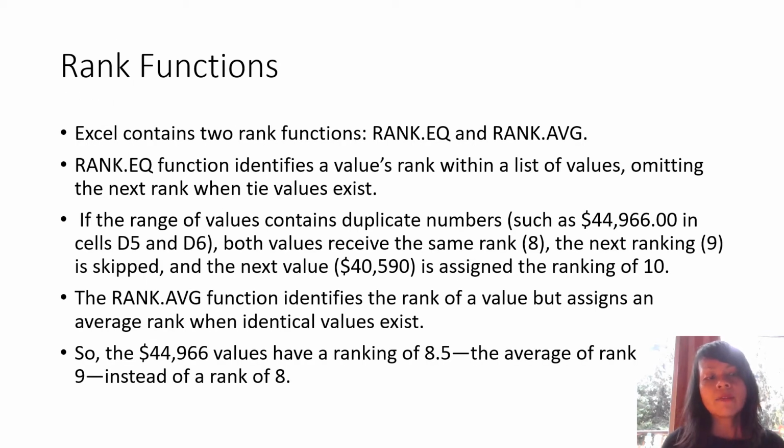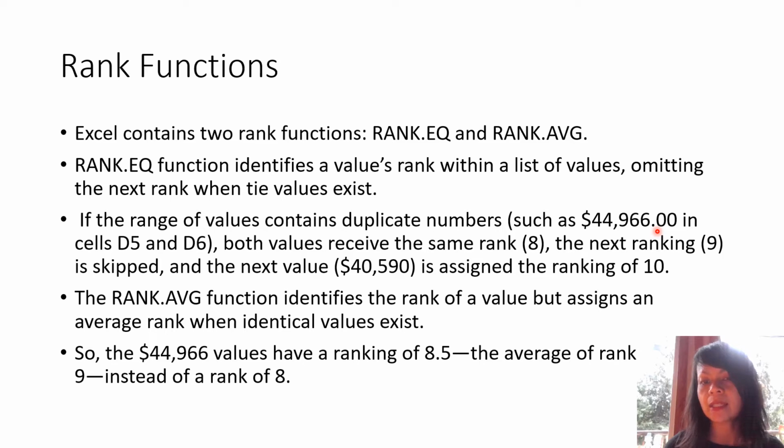Okay, so the rank functions, there's two of them. There's RANK.EQ and RANK.AVG. The RANK.EQ function identifies the value's rank within a list of values. It omits the next rank when tie values exist. Okay, so for example, if the range of values contains duplicate numbers, for example, if there is 44,966 in two different cells, both values then get the same rank.